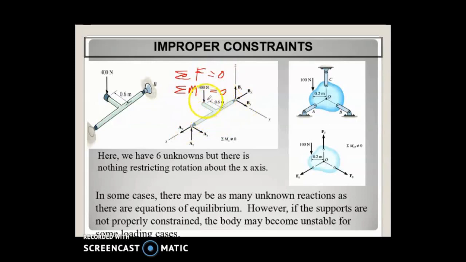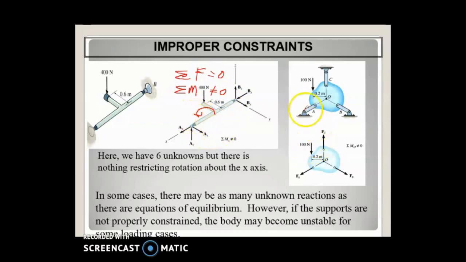But in this case, because both of the supports here are ball joints, the structure is free to rotate, or the structure is moving in the x-axis, which means that the summation of M is not equal to 0. So there is a movement. Okay? When there is movement, the body is not in equilibrium condition. This is what we call improper constraint.